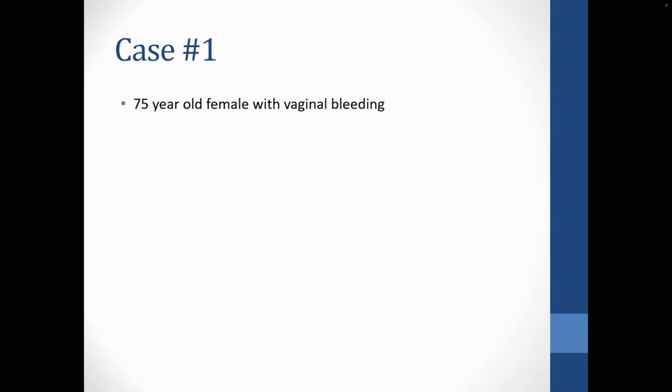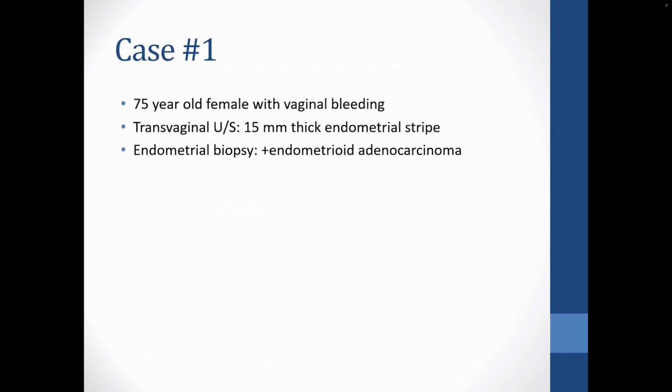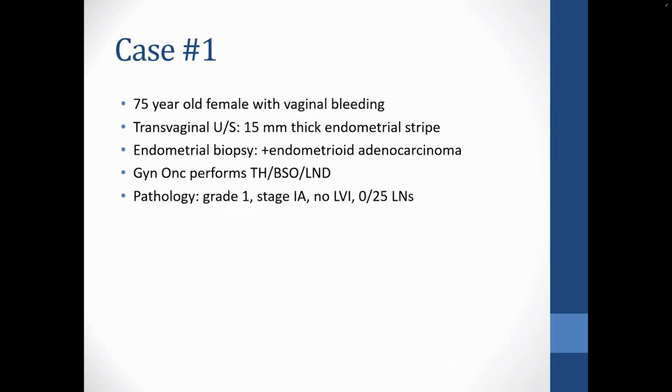Case number 1. This is a 75-year-old female who presents with vaginal bleeding. She has a transvaginal ultrasound that shows a thickened endometrial stripe. The patient has an in-office endometrial biopsy that confirms endometrioid adenocarcinoma. The gynecologic oncologist performs a total hysterectomy, bilateral salpingo-oophorectomy, and lymph node dissection. The pathology shows a grade 1 tumor that is stage 1A. There's no lymphovascular invasion, and there are no involved lymph nodes.